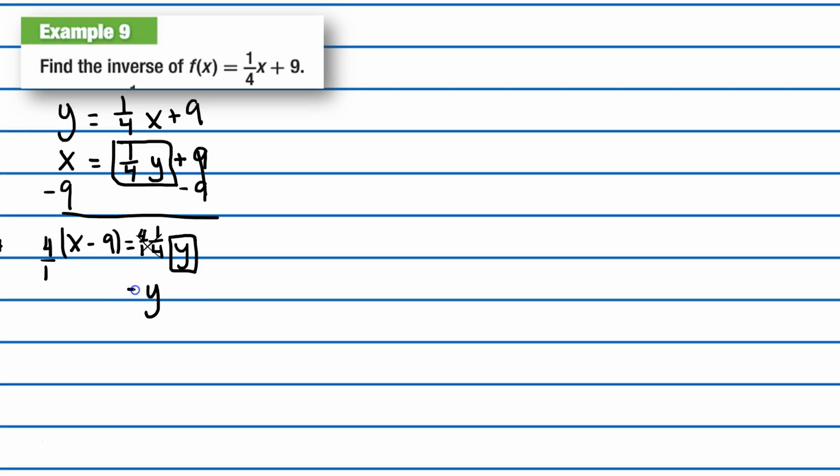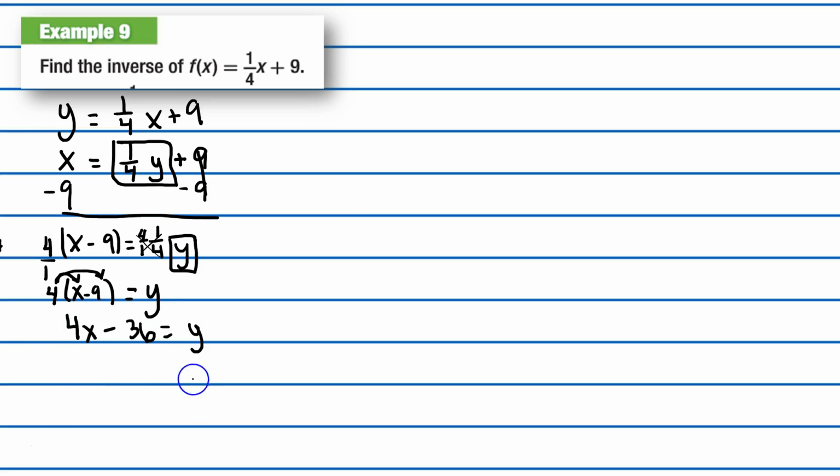So we have y is equal to, and then we have 4 over 1, which is just 4, so I'm just going to simplify that. And then I have x minus 9. We're not done here. We're going to go ahead and distribute here. So I have 4x minus 36, which is equal to y.